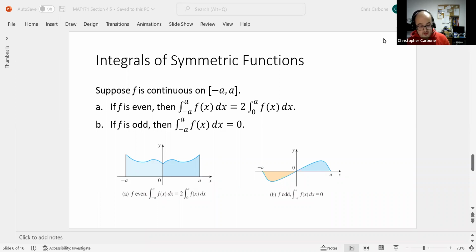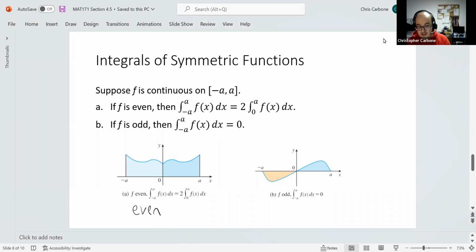For our next portion here, we have integrals of symmetric functions, and this is meant to make the calculations a bit easier, if we could determine if the function is symmetric. So suppose f is continuous in a closed interval from -a to a. If f is even, then the integral from -a to a of f of x dx is 2 times the integral from 0 to a of f of x dx. Likewise, if f is odd, then the integral from -a to a of f of x dx is equal to 0.